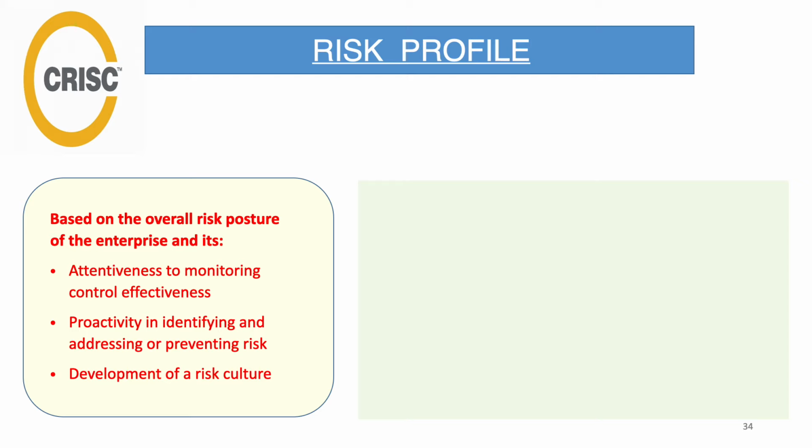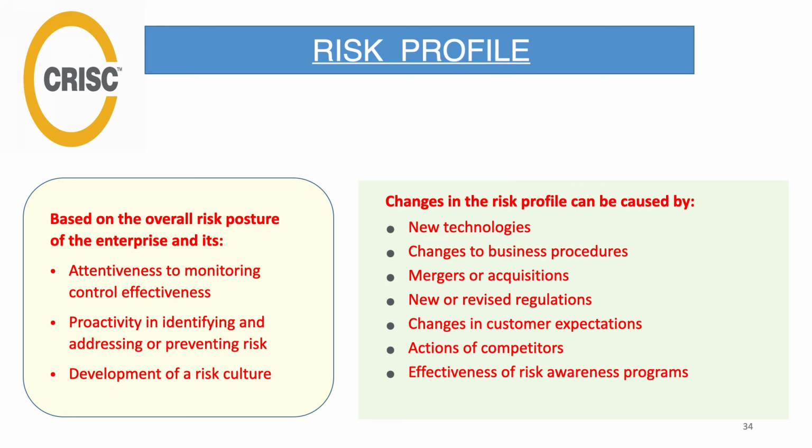Right? Okay. Based on the overall risk posture of the enterprise, first, its attentiveness to monitoring and control effectiveness. Second, proactivity in identifying, addressing, or preventing the risk. And third, developing a risk culture. So the purpose of the risk management function is to meet the demand of the business. Risk management is an ongoing cyclic process that acknowledges the dynamic nature of the risk, right, and the need for continuing monitoring and evaluation since the company changes through time.